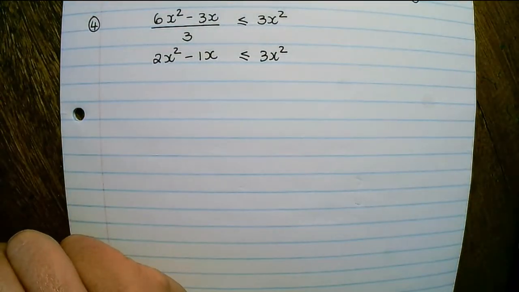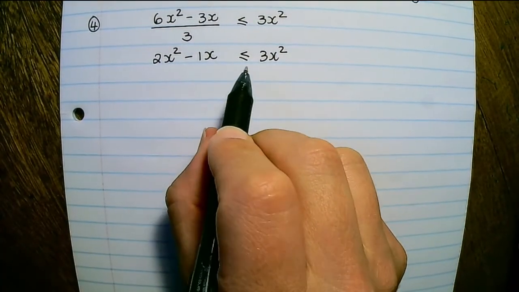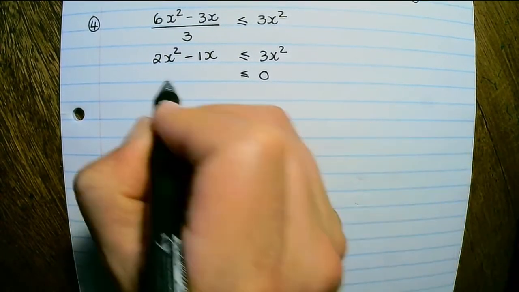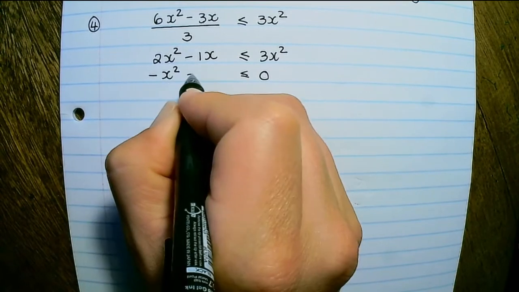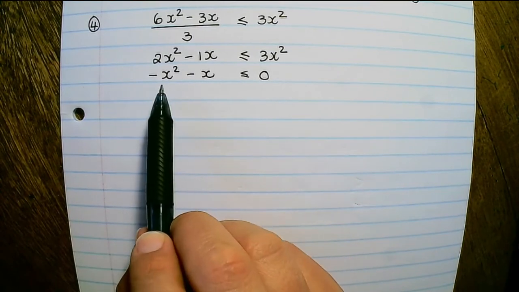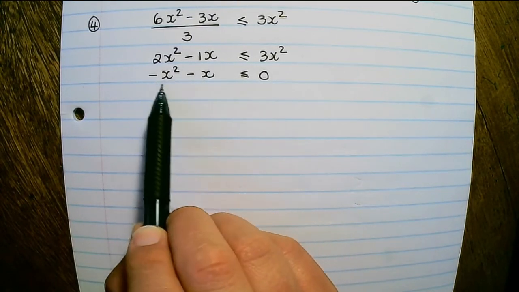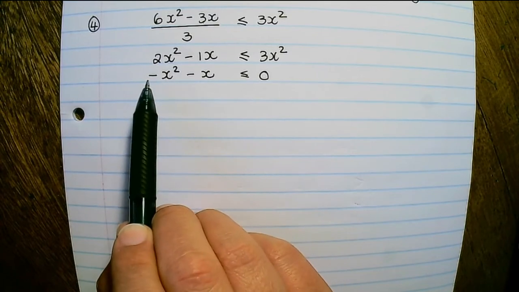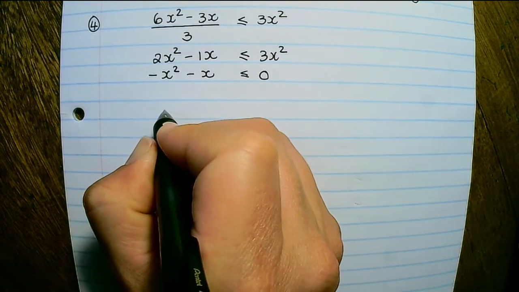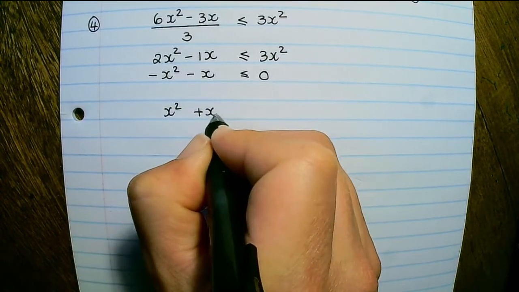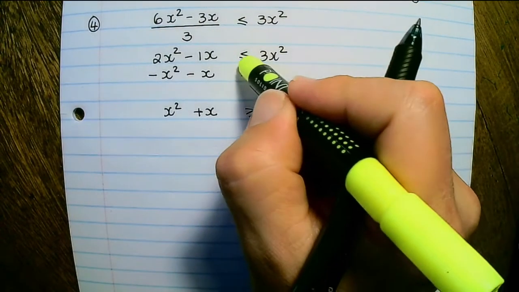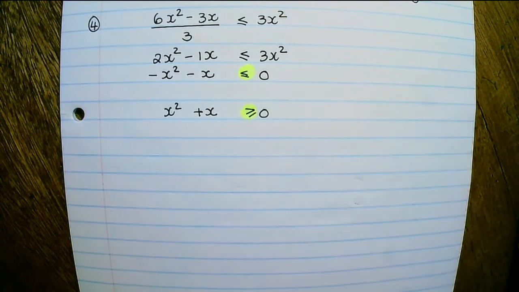Now, what I can do is rewrite it in standard form. So it will be negative x squared minus x. Now some people do struggle to work with a negative x squared. So what you can do is multiply everywhere by -1. That'll become x squared plus x. But remember, when you multiply or divide by a negative, the direction of the inequality will change.